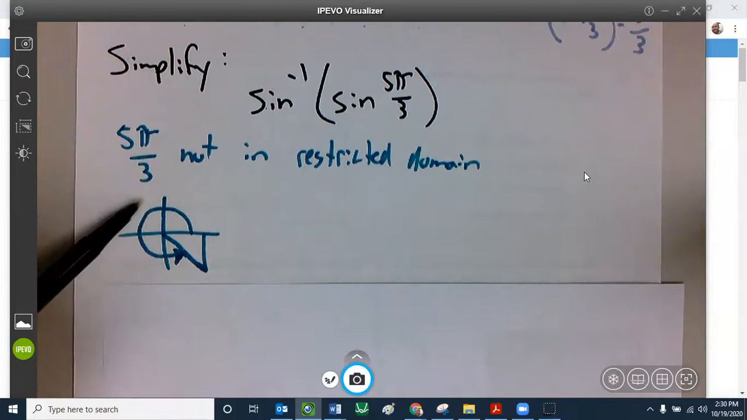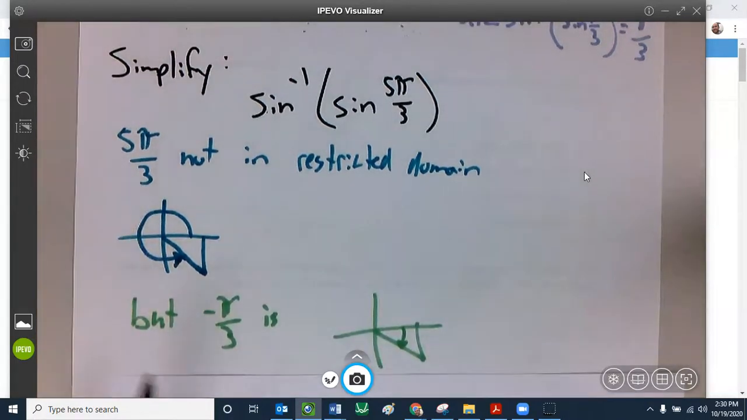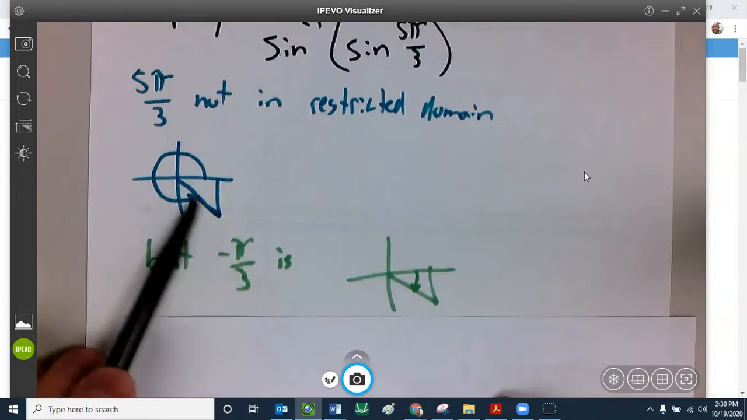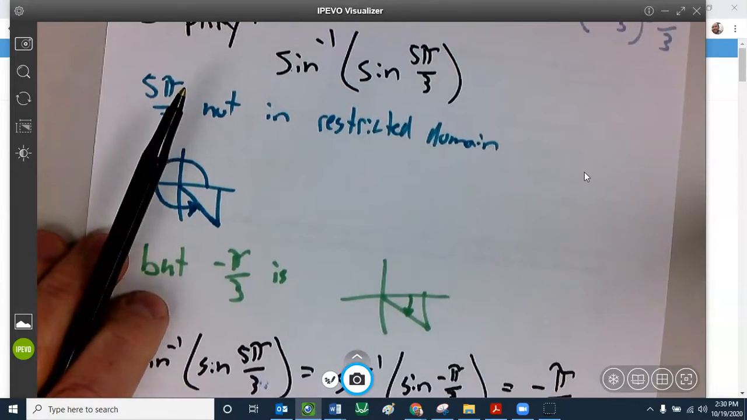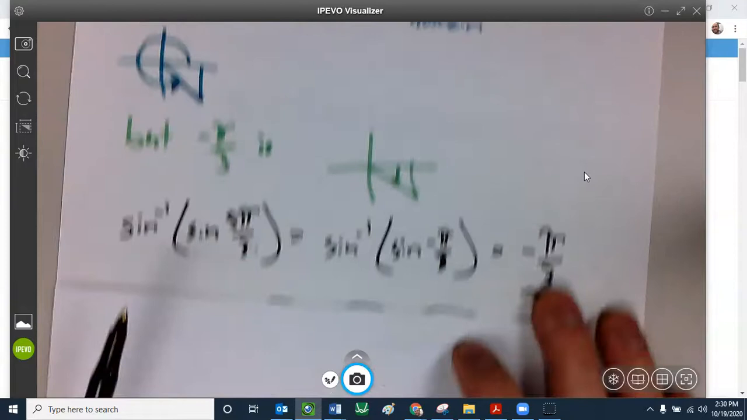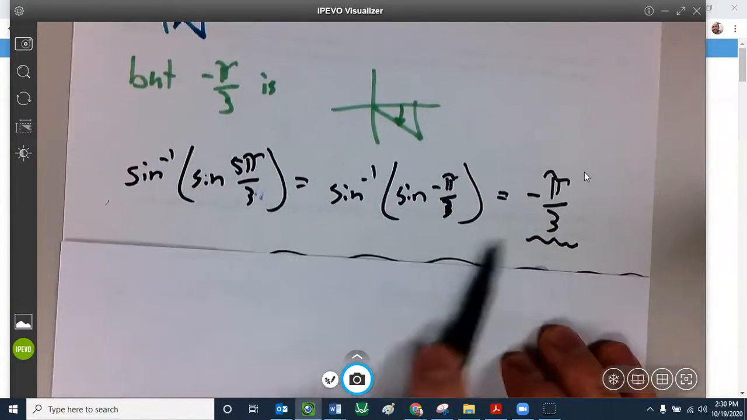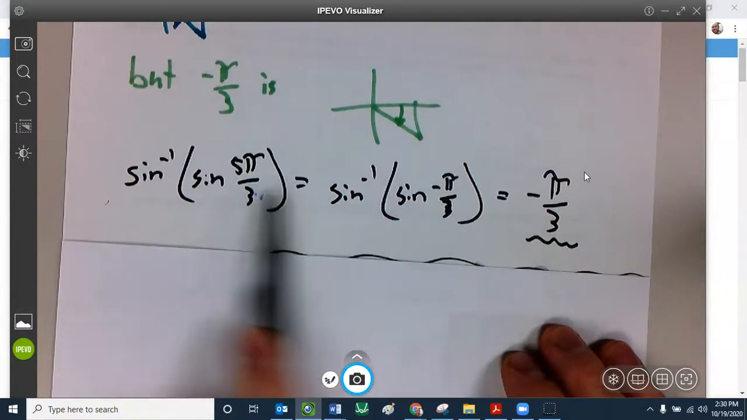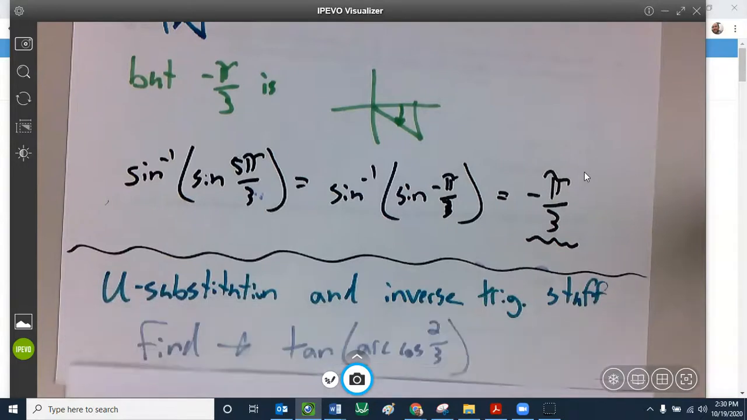Easy enough. I went clockwise, positive direction. Well, instead of doing that, I could just go in the negative direction, negative pi over 3. And now we're talking the same angle. We have the same starting point, same ending point, coterminal. Negative pi over 3 is in my restricted domain. So I would get negative pi over 3. The inverse sine of the sine of 5 pi over 3 is just negative pi over 3, because those are coterminal. Okay. All right.